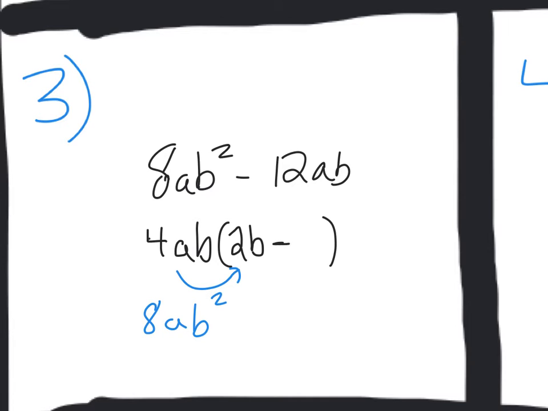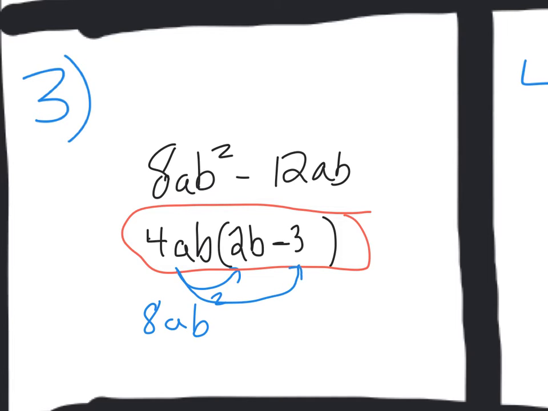Alright, on the inside, can't forget about that negative. 4 times what makes 12? That would have to be 3. And then A times just 1 would be A, and B times 1 would be B. So here we actually don't need to go any further. It's just going to be 4AB times 2B minus 3. Don't believe me? You can go ahead and multiply that back out. 4 times negative 3 is 12. A times that is just going to be A and then B.